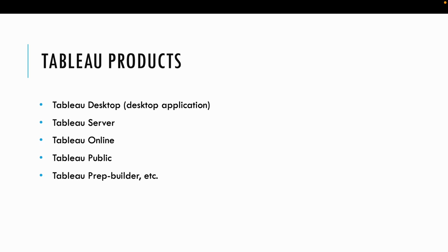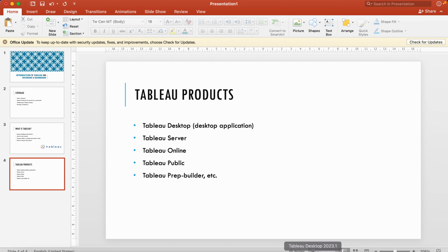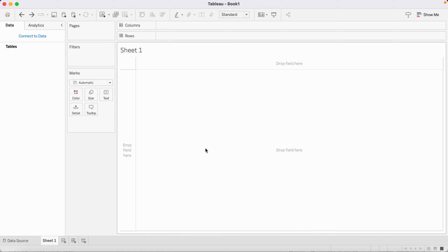And Tableau Public is a free platform wherein your dashboards are visible to everyone. Since the majority of the times we work on confidential data, we never use Tableau Public for our official data. We use Tableau Server, or fewer times I've seen Tableau Online. Major organizations use Tableau Server only. So this was all about Tableau products. Now let's switch to Tableau Desktop, and I'll walk you through this.